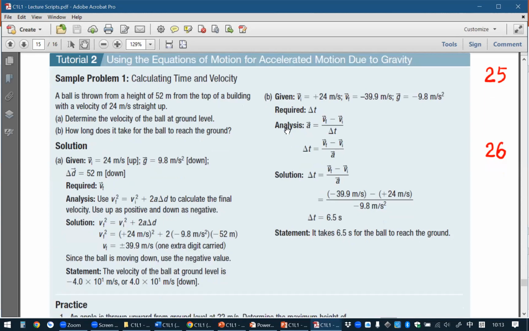Okay, I'll give you 5 minutes to have a look at this problem by yourself, and then we'll have a look at the solution together.